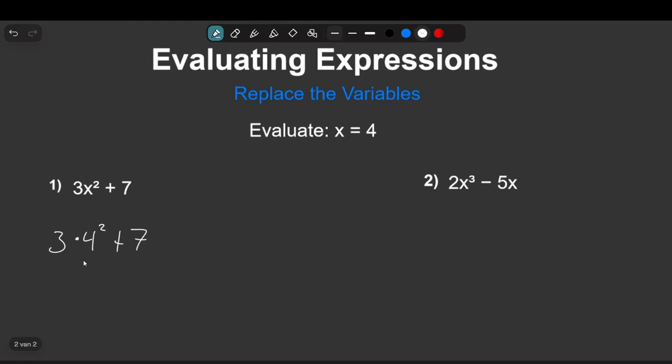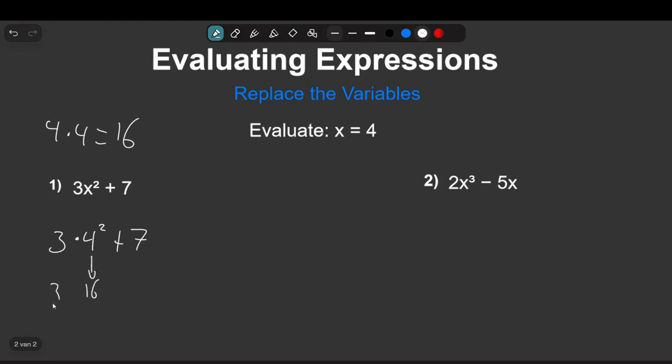And again, if you don't understand the order of operations, click off this video, go watch my other video about the order of operations, and then you can come back. So, in the order of operations, the exponent comes before multiplication. So this means we have to solve our exponent first. So, we have to do 4 to the power of 2. 4 to the power of 2 is 4 times 4. This equals 16.